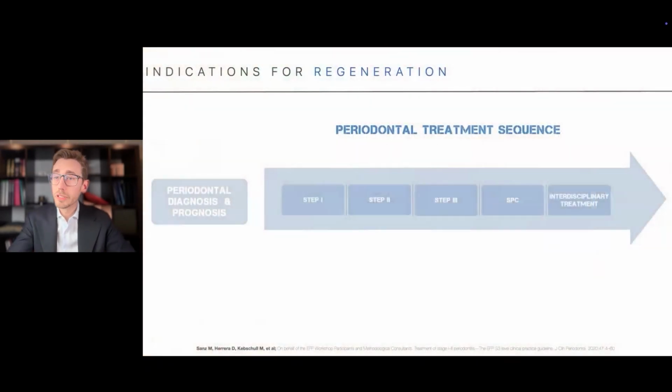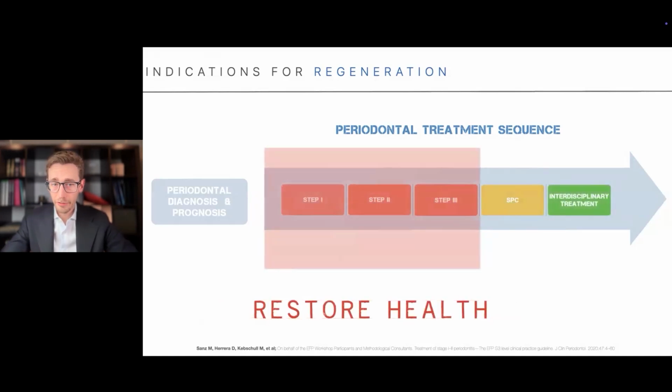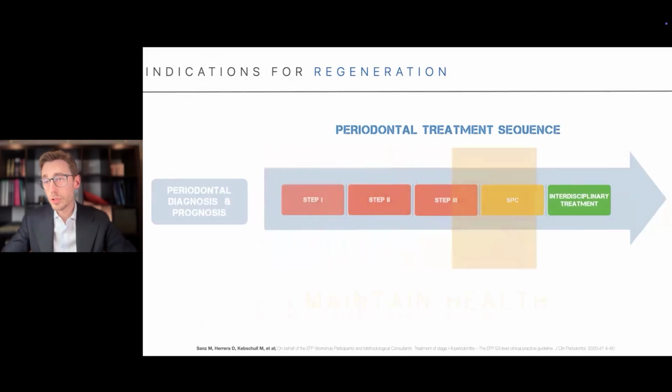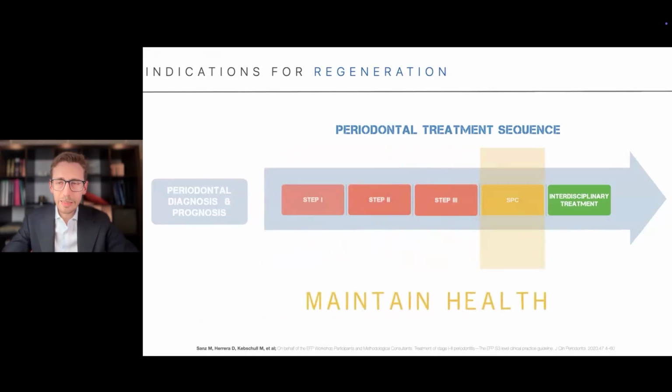The plan is called periodontal treatment sequence. And the plan established that we have to perform a proper diagnosis and prognosis of the teeth in our periodontally affected patients, that we have to reestablish health through a stepwise treatment sequence, which is intended to treat the disease and to restore health in our patient's mouth. And once we have restored health, we have to create a tailor-made program called Supportive Periodontal Care Program, which is intended to maintain on the long term the health that we have achieved through the active phase of treatment.